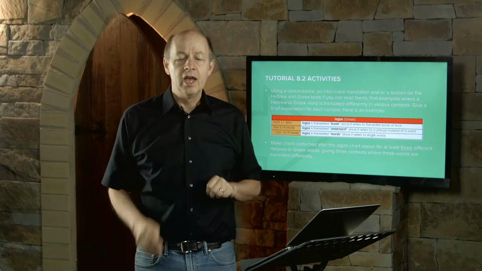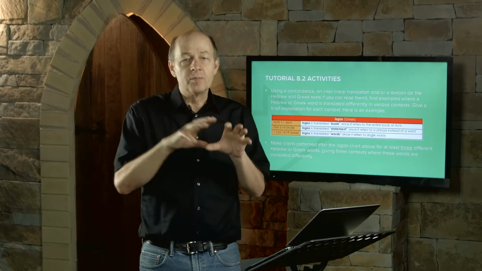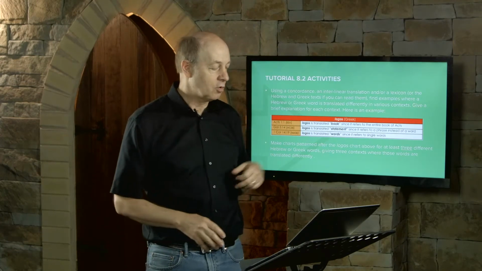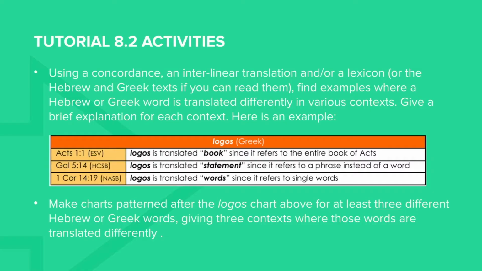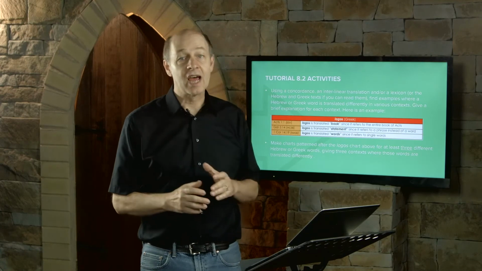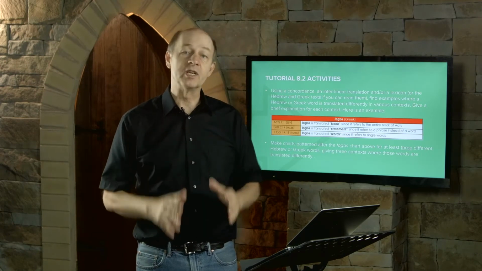Chapter 4 talks about words in Scripture and the fact that any given word might be translated several different ways in various contexts. So, for example, the word logos is translated book in Acts chapter 1, verse 1 in the ESV. And the same Greek word is translated statement in another place because it's really referring to a phrase rather than just a single word. But then in some other places, it is actually translated word or words because that's specifically what it means.